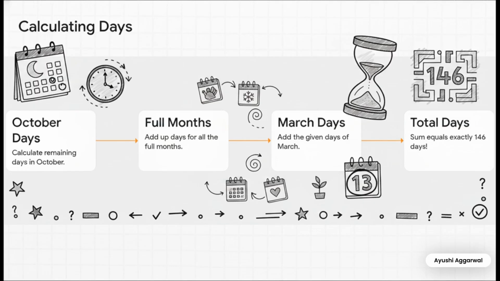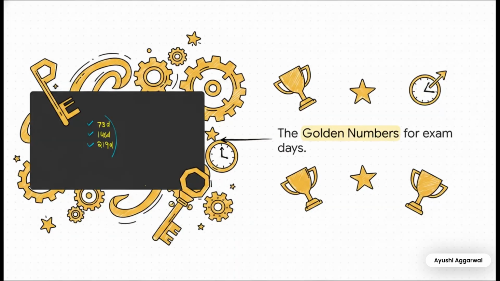Now look really closely at that number, 146. It is definitely not a random number. This brings us to my absolute favorite part of today's lesson. Consider this your top secret exam cheat code. The examiner is not actually trying to make you suffer with random fractions. These date ranges are carefully engineered to hit very specific totals.